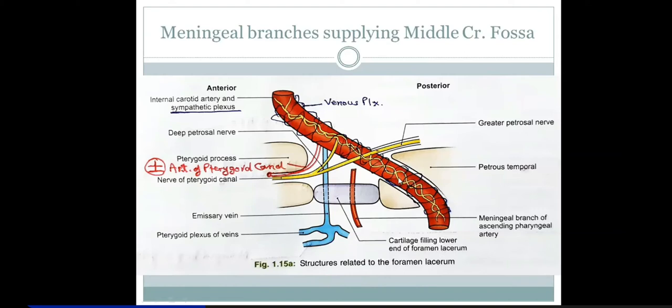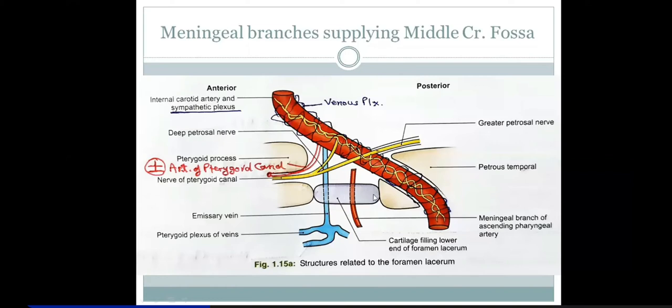Posterolaterally is the petrous temporal bone, and medial is the body of the sphenoid. Anteriorly is the greater wing of the sphenoid and the pterygoid process of the sphenoid. Posteriorly it's the petrous portion of the temporal bone, the apex of the petrous temporal, which reaches towards the body of the sphenoid, just to the floor of the cavernous sinus. In life, it is not completely open. It is closed by cartilage, which fills the lower end of the foramen lacerum.